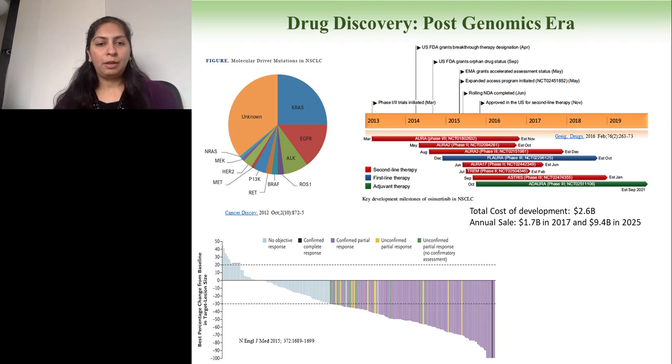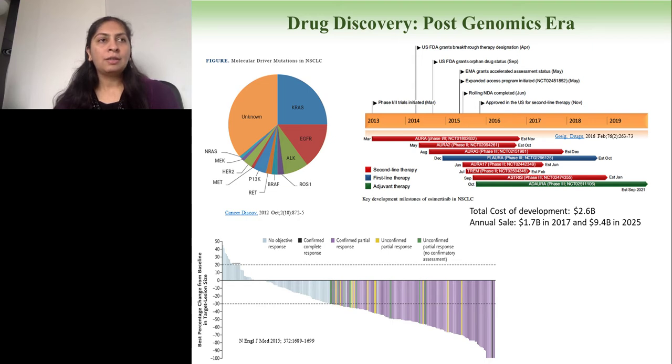So what can we do about it? We are getting better at this. Now in the post-genomic era, we can classify tumors based on their oncogenic genetic drivers. In non-small cell lung cancer, you can see that based on the genomic driver, tumors can be classified, and there are major drivers such as KRAS, EGFR, and ALK activating mutations that drive the oncogenesis of non-small cell lung cancer. And for this purpose, I will focus only on EGFR.